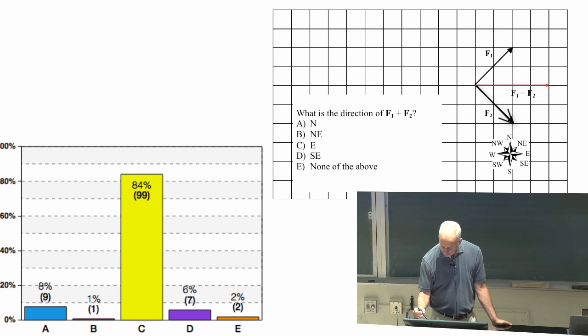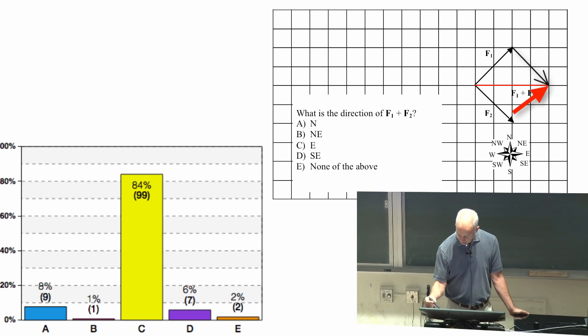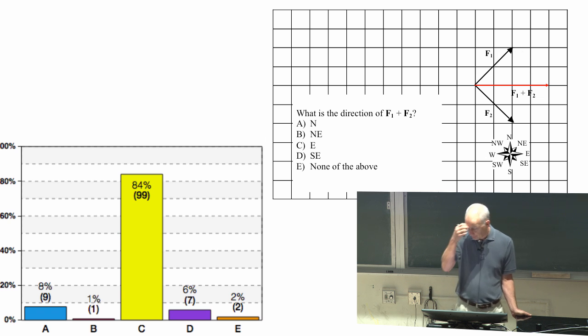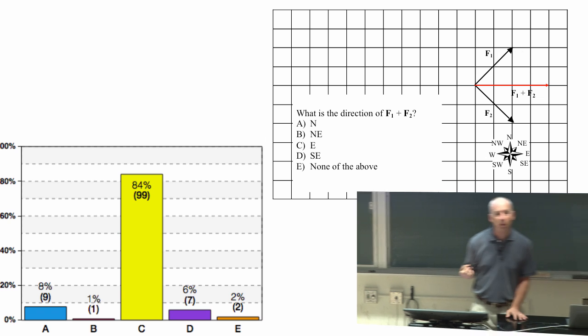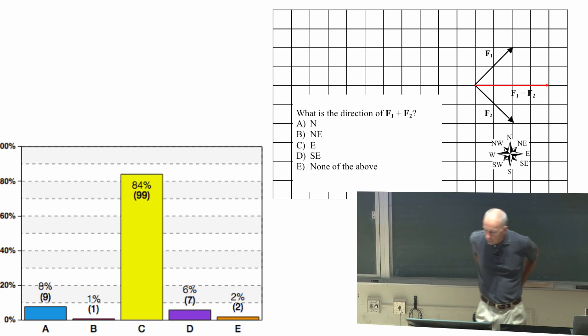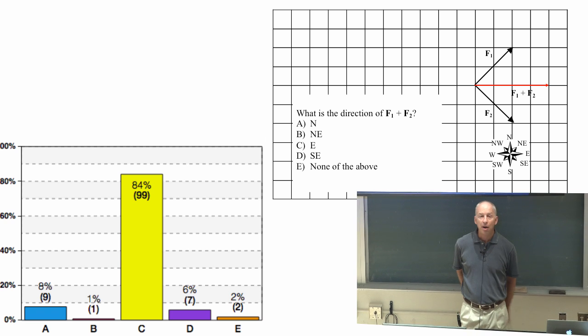If I take F2 and I move it up to here, then up here, F2 is two blocks to the right and two blocks downward. F2 goes along this angle right here and ends right there, four blocks to the right of this initial point. So that's the sum of F1 and F2, and it points to the east. And its magnitude is somewhat larger than F1 or F2.